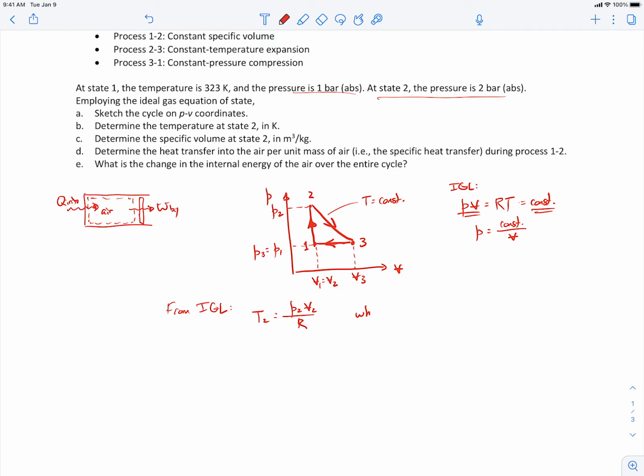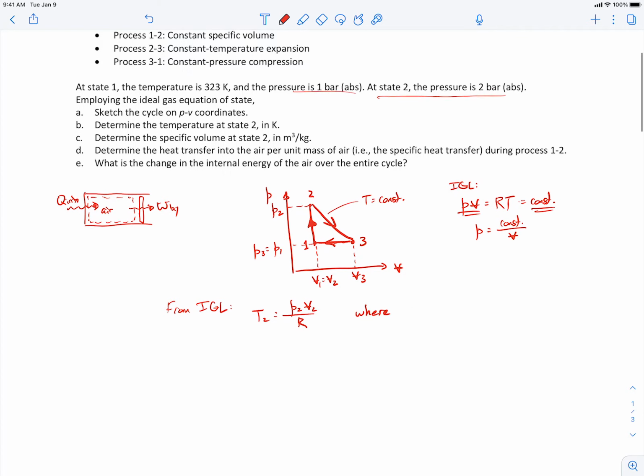And to find V2, I'll use the ideal gas law at state 1. So V1 will be R T1 divided by P1. Make sure I've got that right. Yeah. And so I know the values for P1 and T1. Those are given in the problem statement right here.